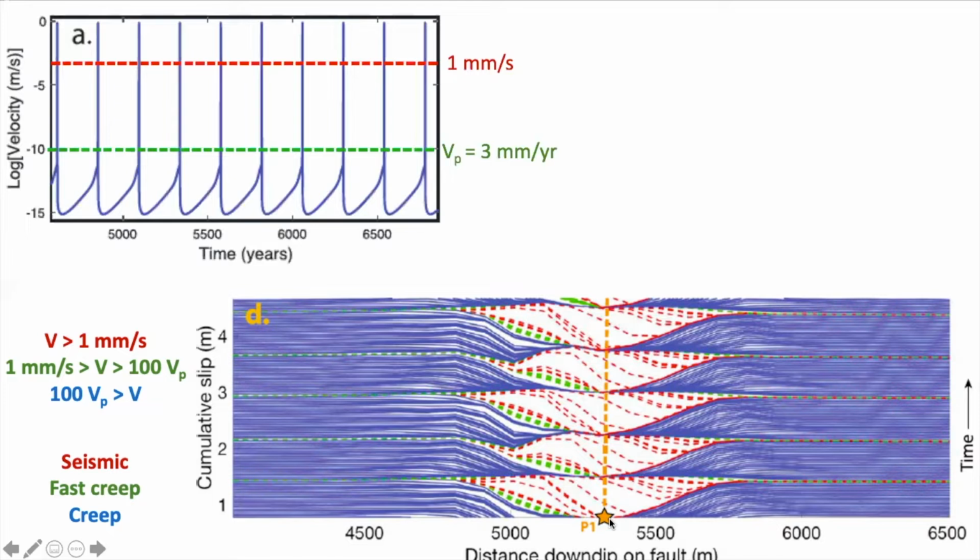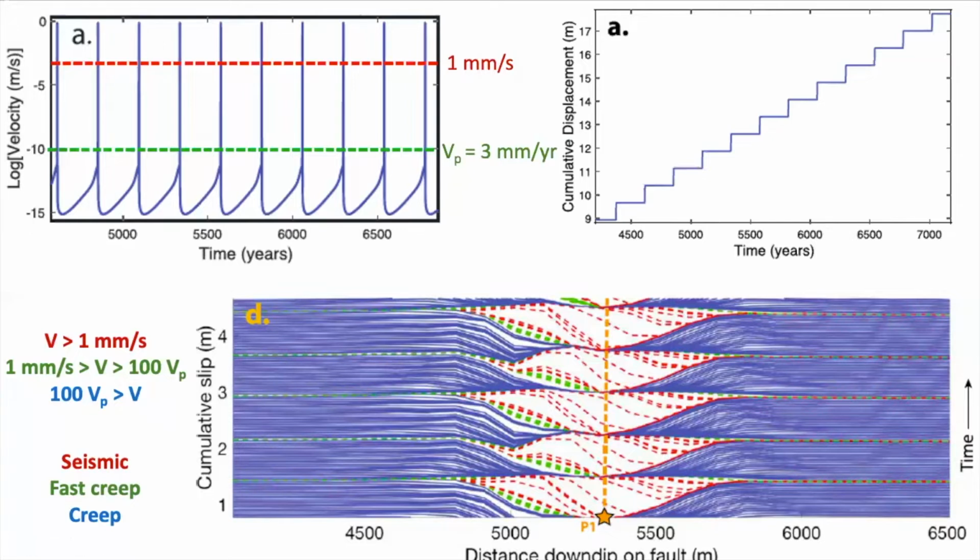On the y-axis, we have the logarithm of the slip velocity with a green reference line for the plate loading rate of 3 millimeters per year, and the red line as a reference for the seismic velocity cutoff. And we can see that the earthquakes here are almost perfectly periodic, with these really fast, short slip events shown by these spikes being separated by these periods of interseismic locking, where the fault is locked and accumulating elastic strain.